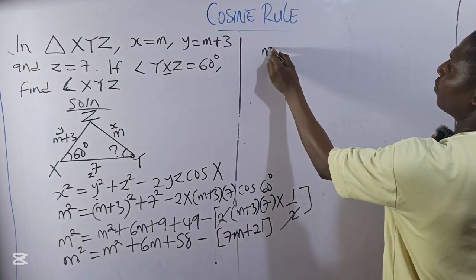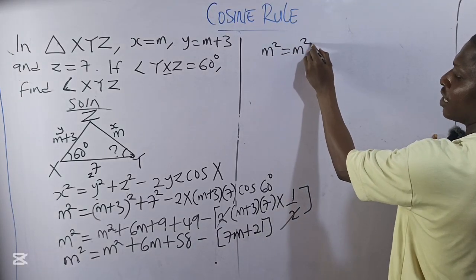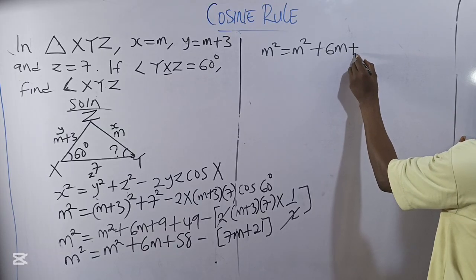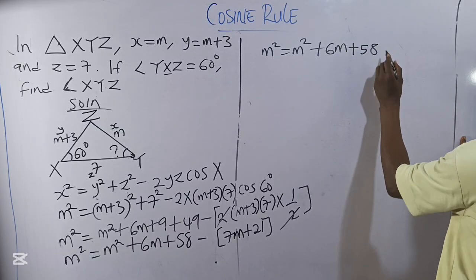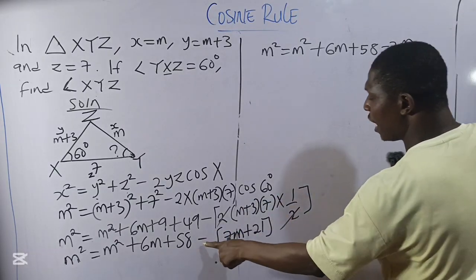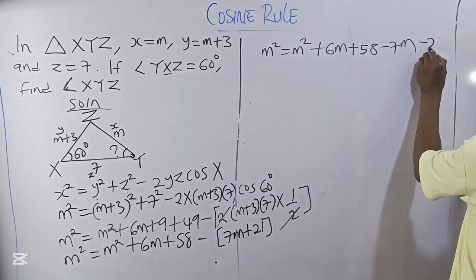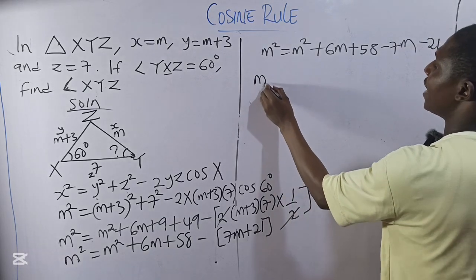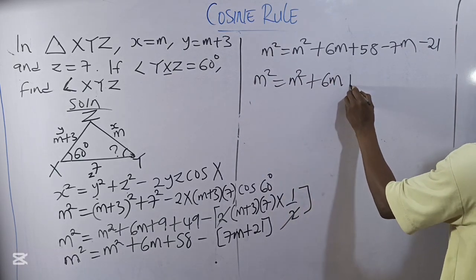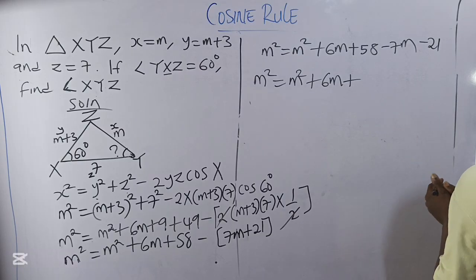So this simply will give me m squared equals m squared plus 6m plus 58. Minus times plus is minus, so I have 7m. And minus times plus is also minus, so I have 21. So I have m squared equals m squared plus 6m plus 58 minus 7m minus 21.